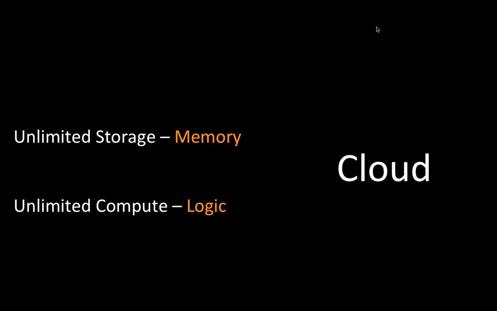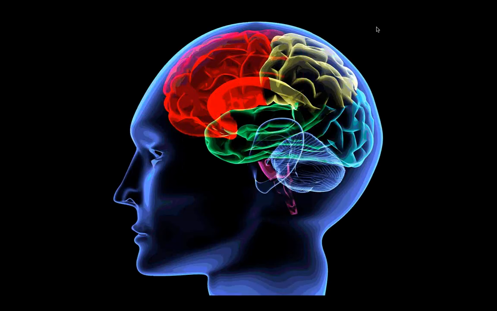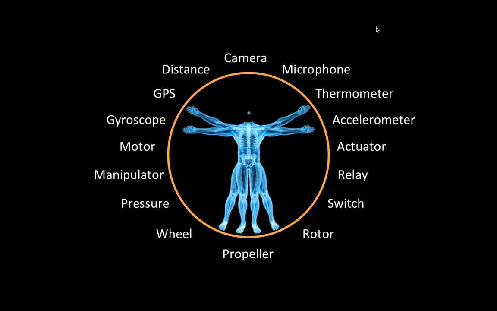So how does the cloud come into the picture here? Well, the cloud infrastructure, utility computing, gives us many things. And amongst other things, it gives us practically unlimited storage capacity, which is kind of like memory, and practically unlimited compute capacity, which is processing logic. So what do you get when you have a lot of memory and a lot of processing logic? In effect, you get a very large brain.